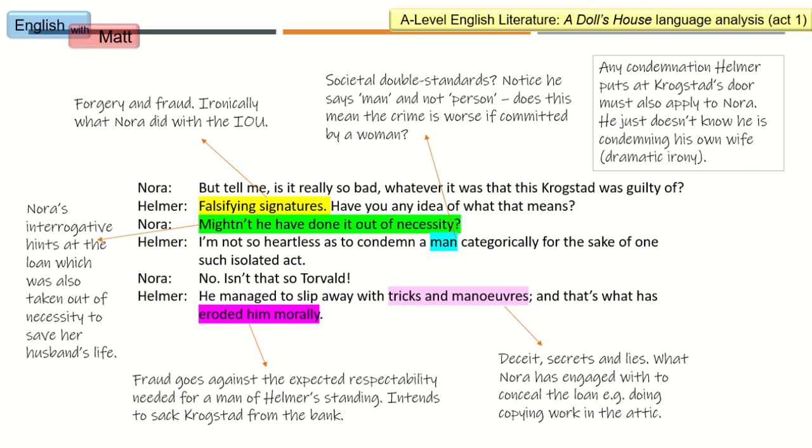Of course, Halma intends to sack Krogstad from the bank because Halma is in charge of the staffing. Krogstad has said by this point, if Halma gets rid of me, you're coming down with me, meaning Nora. So it's in her interest to try and get Halma to keep him employed in the bank. And of course, as we know, that doesn't in fact happen.